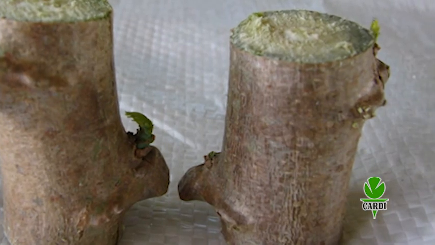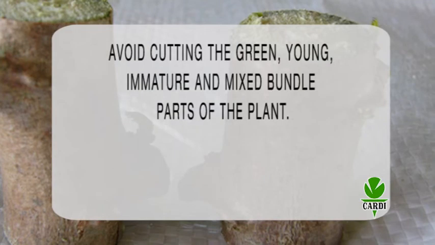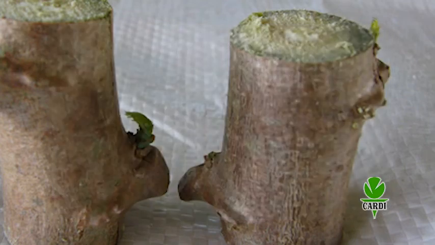The cuttings should be no less than half the diameter of the thickest part of the stem. No cutlasses should be used on the cutting of stems. Use a handsaw. The best part of the head stem's cuttings must be mature, not green, not thin, and you can use secondary stems. Avoid cutting the green, young, immature, and mixed bundle parts of the plant.